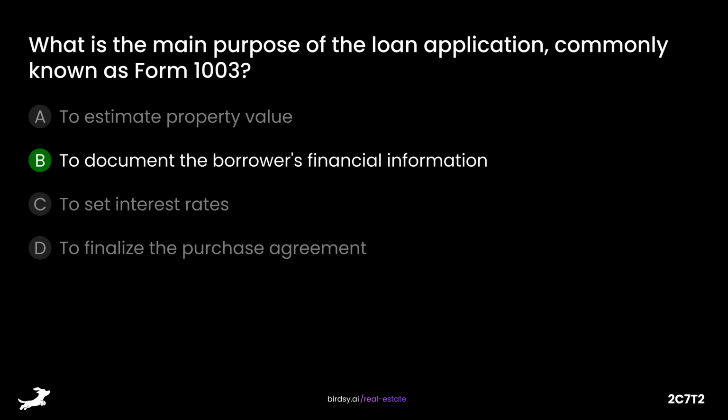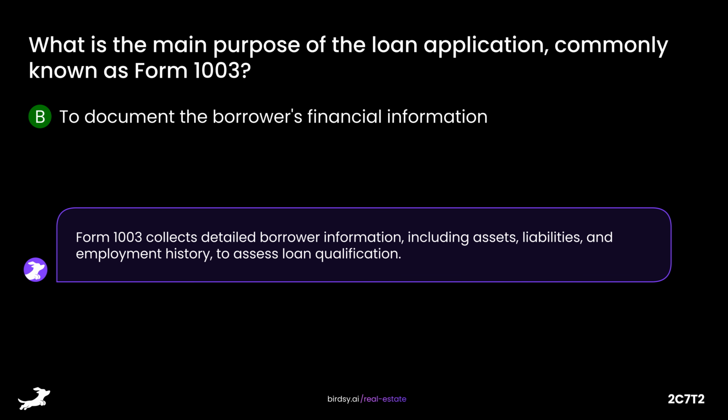The answer is B, to document the borrower's financial information. Form 1003 collects detailed borrower information, including assets, liabilities, and employment history, to assess loan qualification.